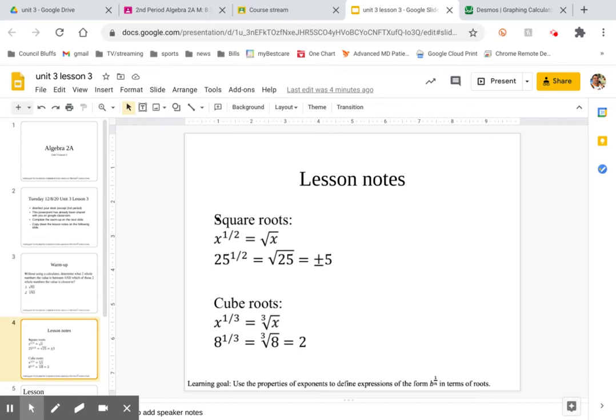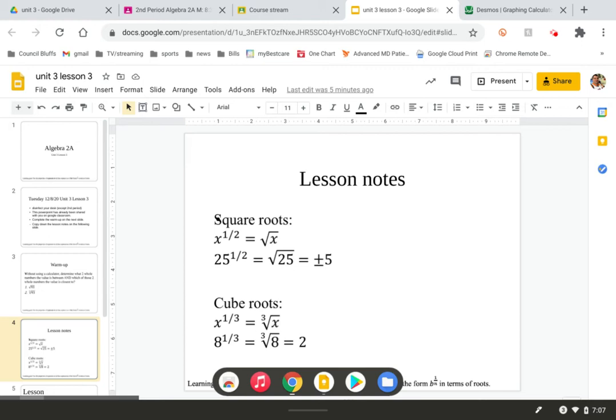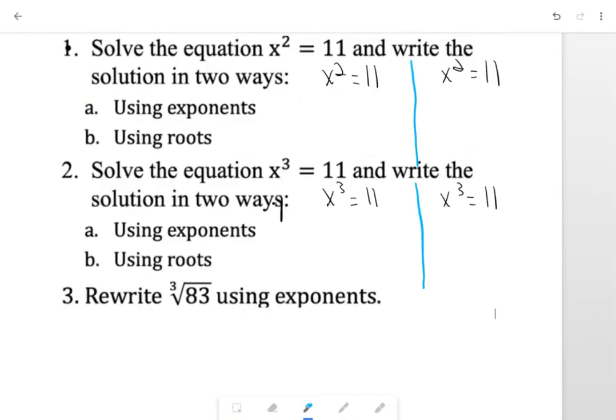And that pattern actually continues. So if we were going to do a fourth root or a fifth root or a sixth root, those powers would be 1/4, 1/5, 1/6, so on and so forth. And that is really all we're learning about today, is using that fact that taking the square root or the cube root of a number is the same as raising that number to the power of 1/2 or 1/3.